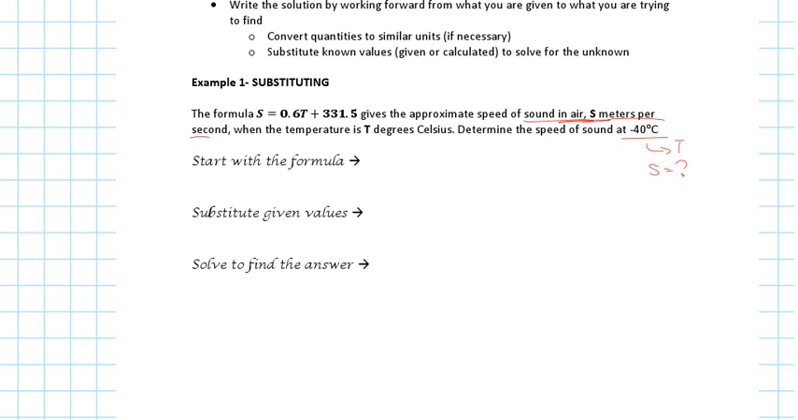So my formula is given to me, so I'm going to write that down. Then I'm going to substitute the given information. In this case, because T is given to me, it's as easy as just plugging in T in the formula and then plugging it into the calculator. I don't have to do any isolation. So S is equal to 0.6 times negative 40 plus 331.5. And then that's a matter of plugging it into the calculator and telling me what's the speed of sound.